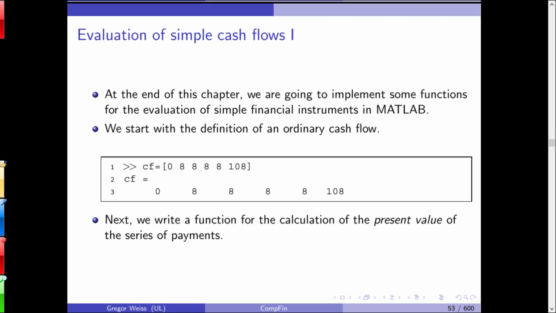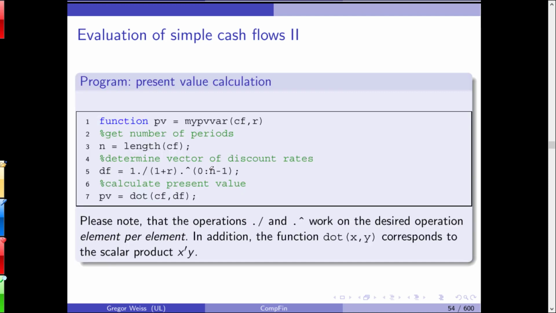So if I were to enter a semicolon here, you would create a matrix, with 1, 2, 3 entries in the first line and 1, 2, 3 entries in the second line. So this would be a 2 times 3 dimensional matrix, sorry. Okay, but this is a vector, and let's now calculate the present value.